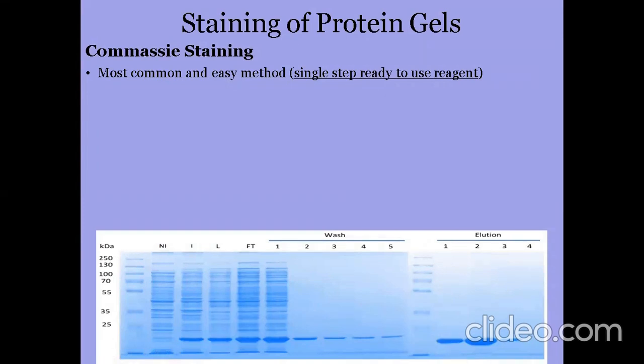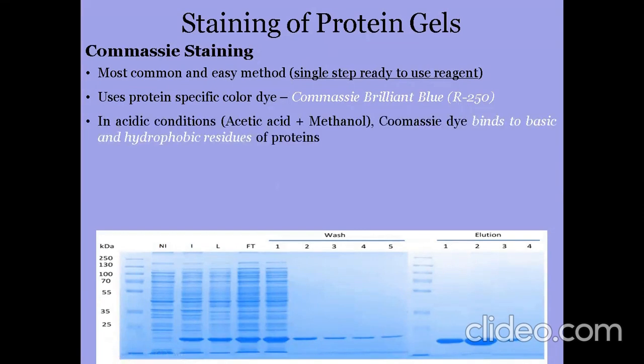The R means it uses a protein-specific color dye, and that is Coomassie Brilliant Blue R250. The other one is G. R means that it has a bit of a red tint in the blue stain. So this is Coomassie Brilliant Blue stain. Blue means the bands will look blue in color.